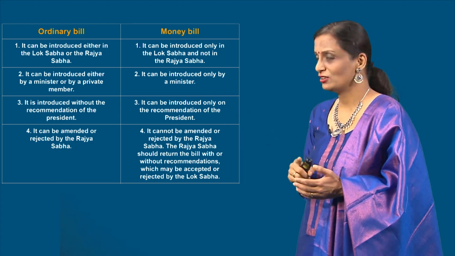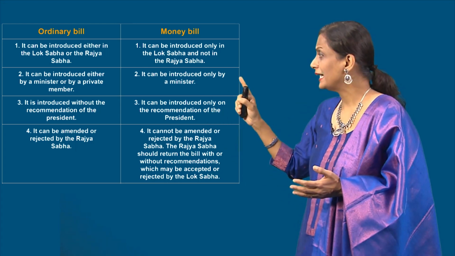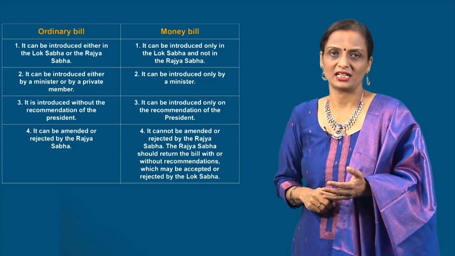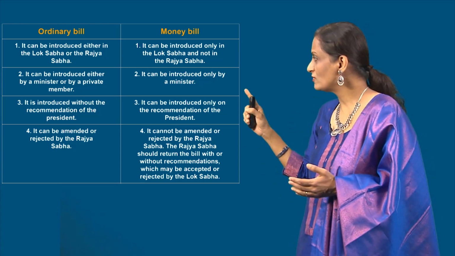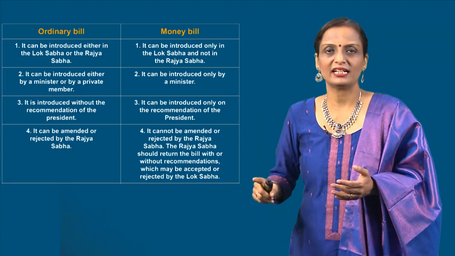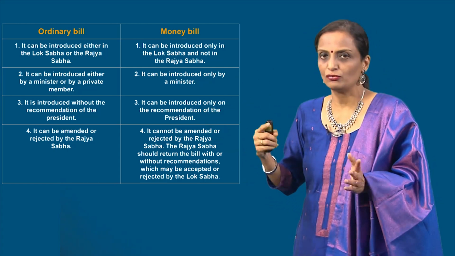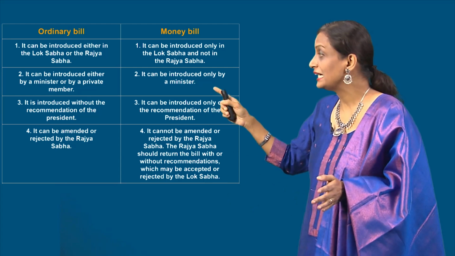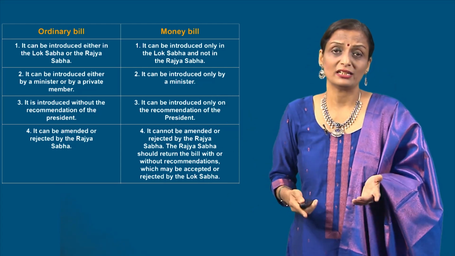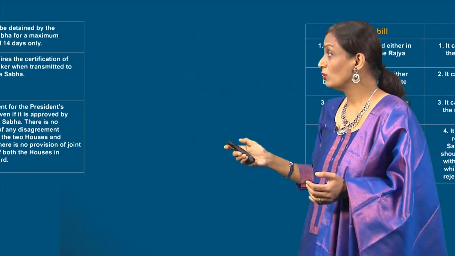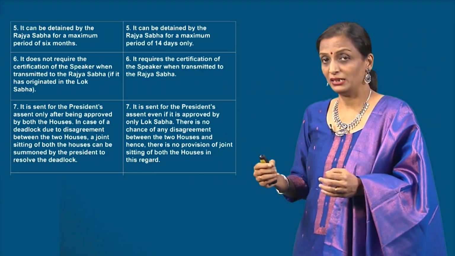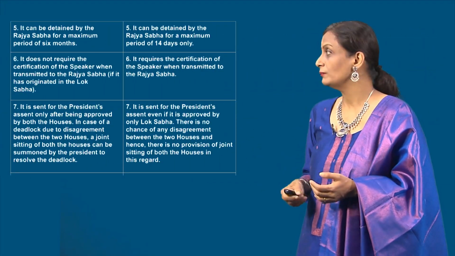And also, in the case of an ordinary bill, it can be amended or rejected by the Rajya Sabha. But in the case of the money bill, it cannot be rejected by the Rajya Sabha. The Rajya Sabha should return the bill with or without recommendation, and it can be accepted or rejected by the Lok Sabha. So, the Lok Sabha in the case of a money bill is very powerful.